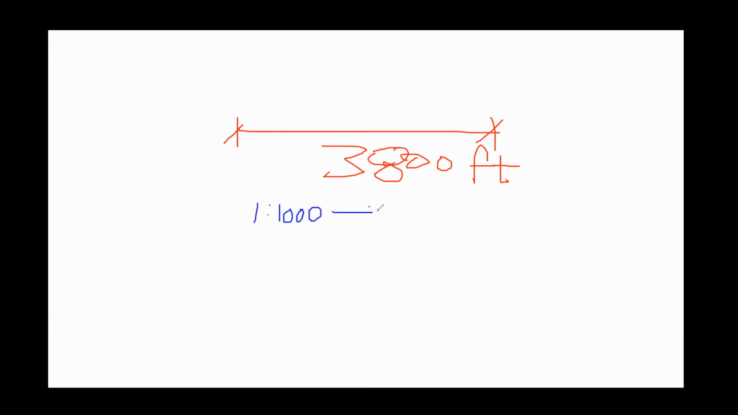What does that mean for our length? If we follow the same procedure as before, every 1,000 feet will have a 1 foot plus or minus, every 1,000 meters will have a 1 meter plus or minus, and so on. So our 3,800, divided by the 1,000, times the 1, will give us 3.8 feet. And remember, that's plus or minus.